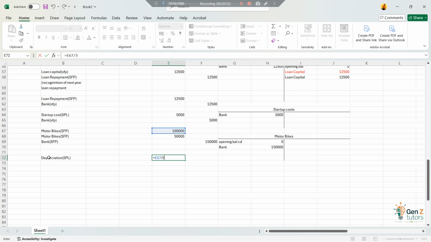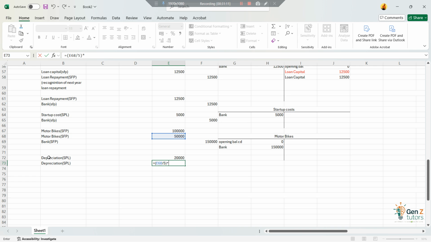After that, these motorbikes have depreciation. So now let's go and account for depreciation while we can still remember. So we just say depreciation, P&L, SPL, and this is an expense, it has a debit side. So now we have what? The first two motorbikes that we had, the total cost of them is 100,000. Now this 100,000 is going to be divided over 5 years, right? So this is the total cost of depreciation for the two motorbikes.